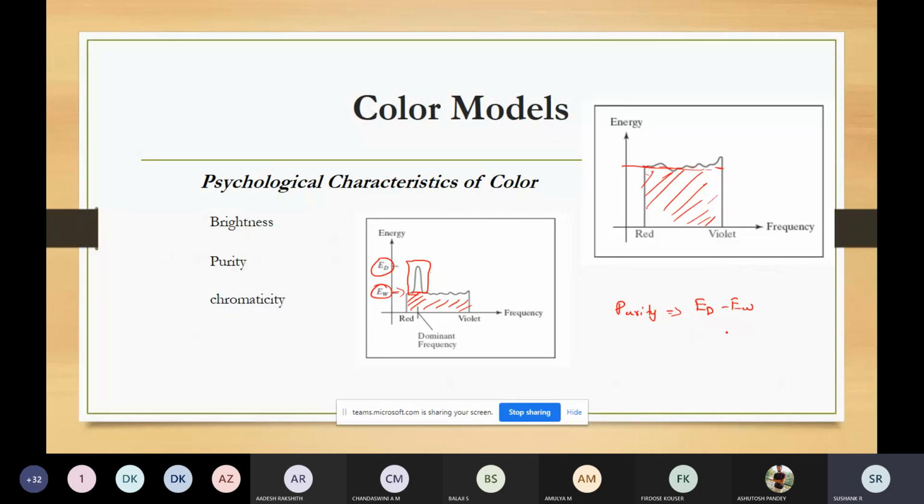If you have a larger value of ED compared to the white light, the purity is higher. So a higher value of ED corresponds to a higher purity of the light. You will get 100% purity when EW is 0. When EW is 0, you will get 100% purity.